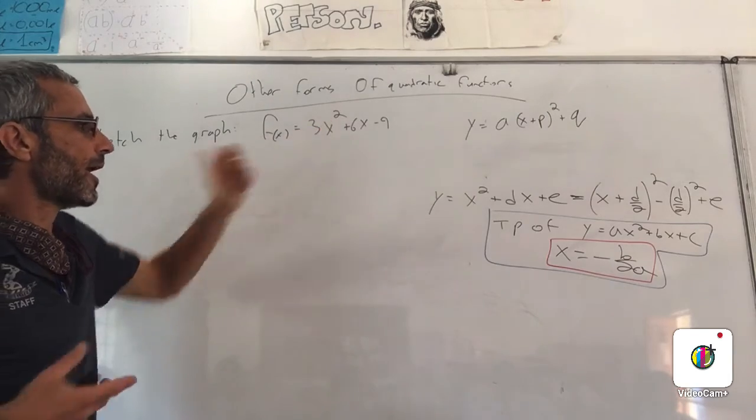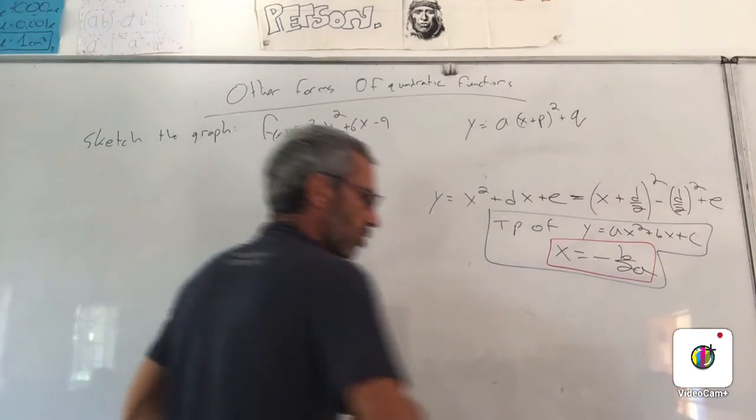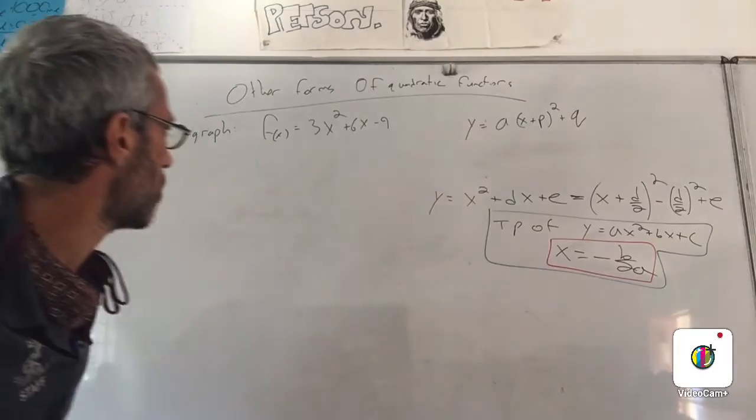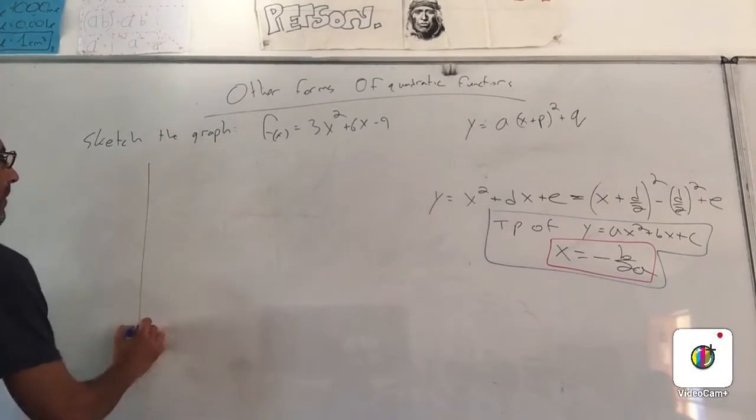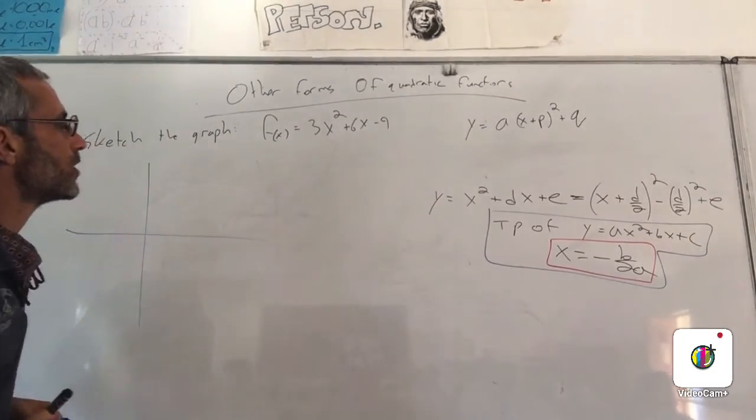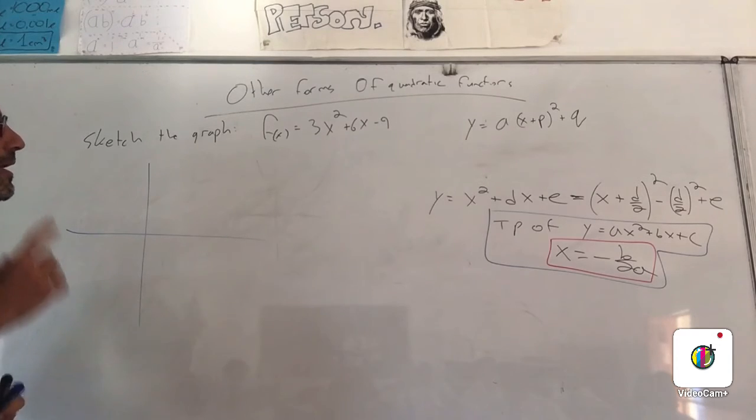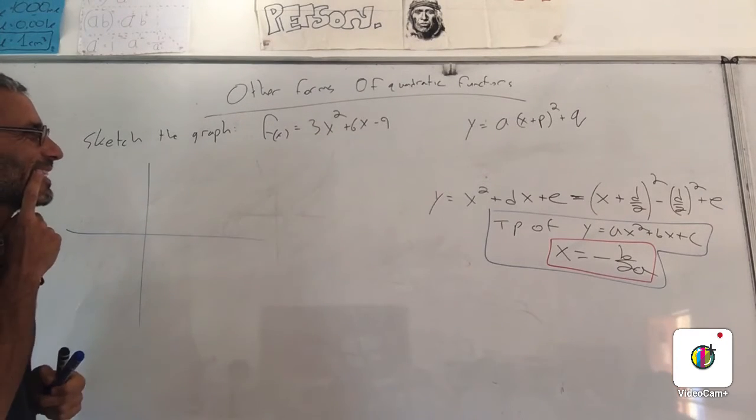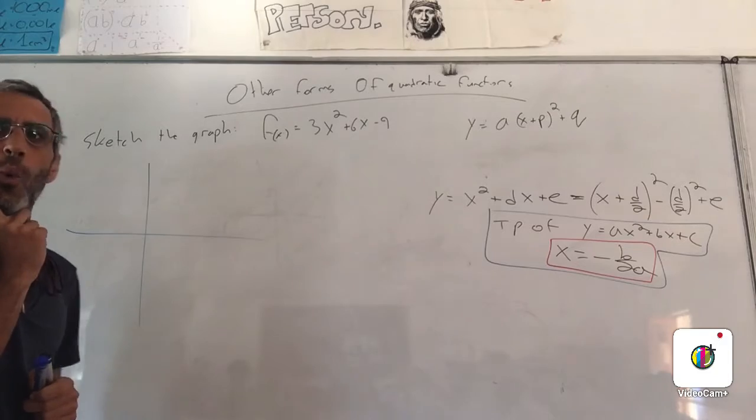Now, when I try to sketch a graph, you can also probably tell me is it going to be a smiley face or a sad face? It will be a smiley face. Now, another thing you can tell me straight away: what's the y-intercept?